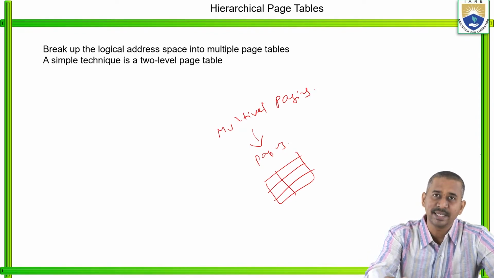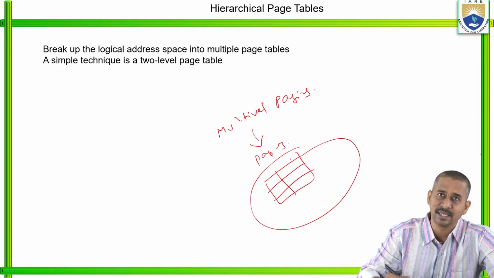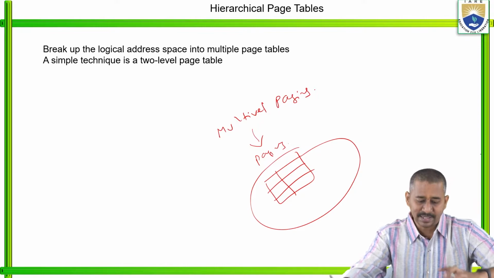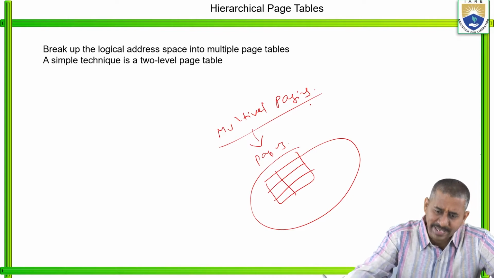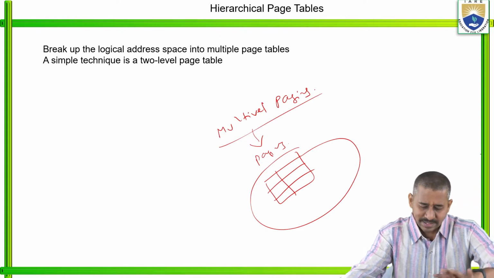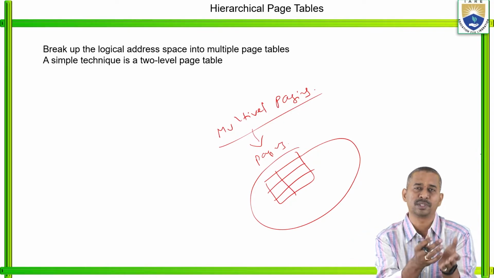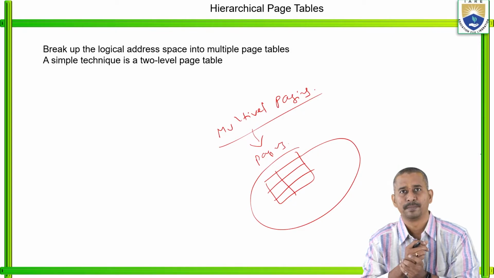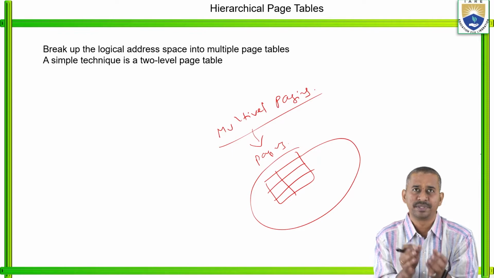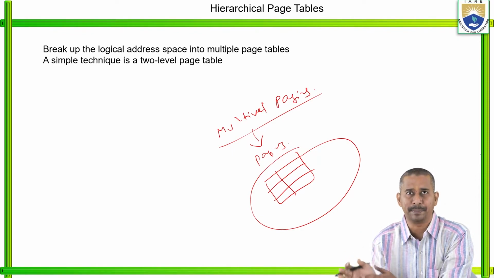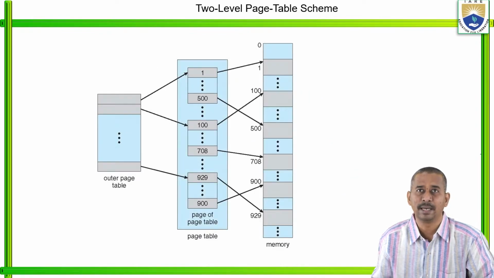This multi-level paging is a type of paging where the logical address space is broken up into multiple page tables. Multi-level or hierarchical paging is one of the simplest techniques. Here we describe 2-level page tables or 3-level page tables, which simply break up the logical address into multiple page tables.